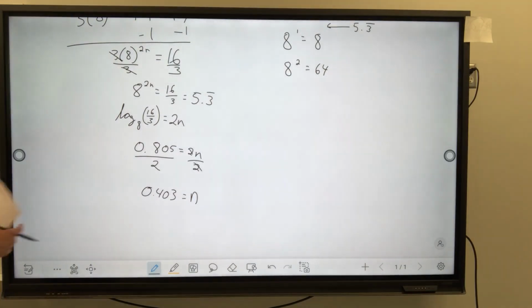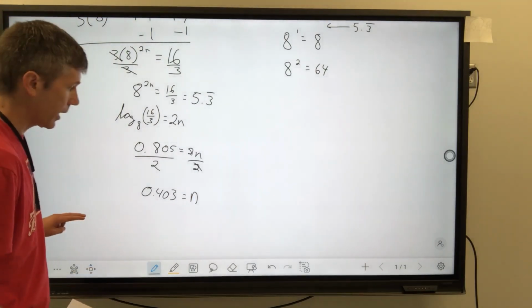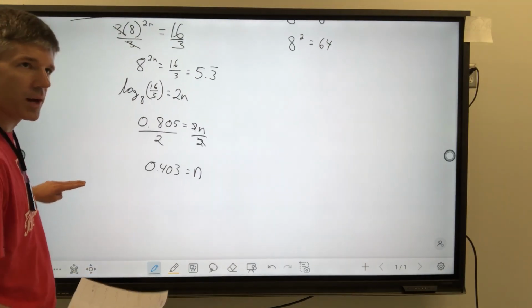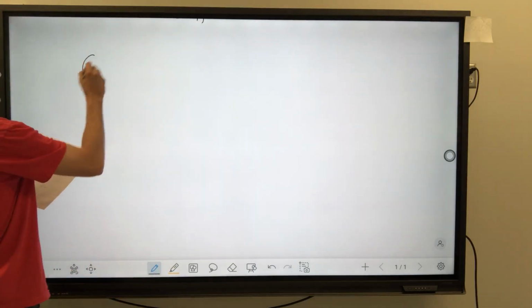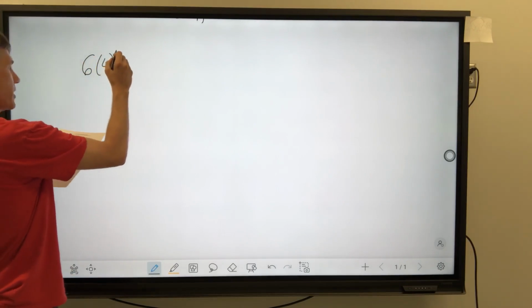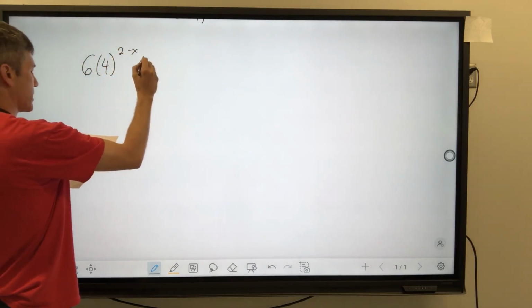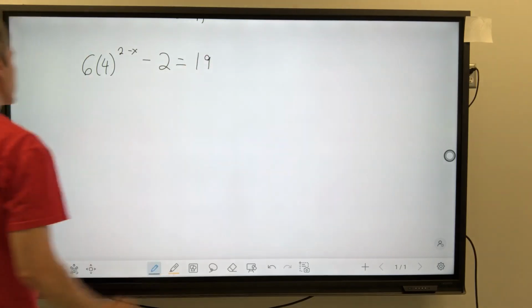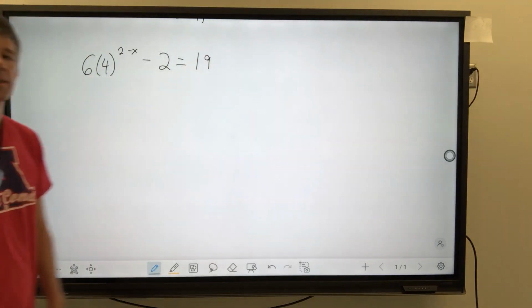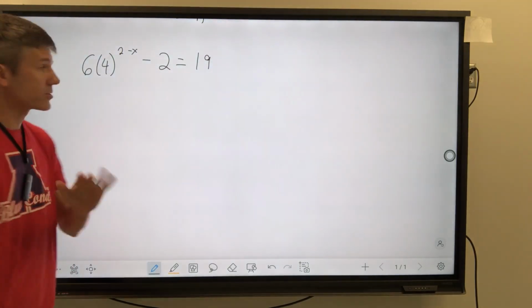Whoops, dropped my calculator. Let's do one more in this video, and then we will transition to a different type of problem. 6 times 4. Don't say that's 24, because it's not in this context, because the 4 has the exponent, and the 6 does not. Okay, this is not a logarithm yet. Don't turn it into a logarithm.